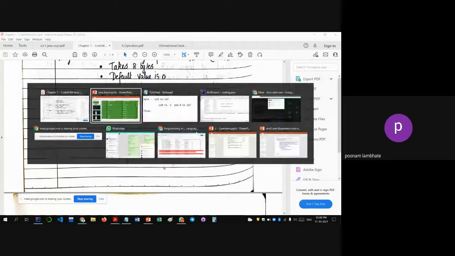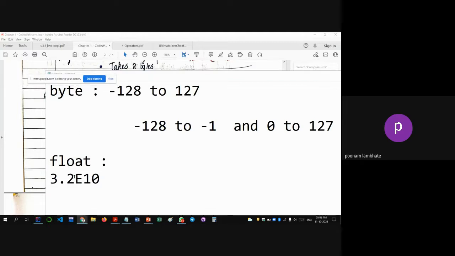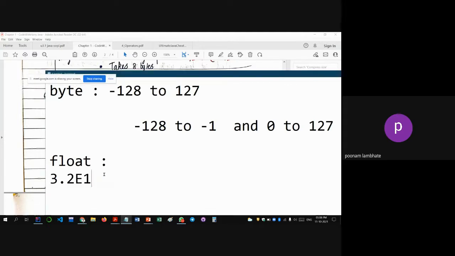For example, in some books, or maybe in Python also, you would have studied that float is represented like this. Suppose 3.2 into E10. You will see something like this for the size of float in some books. E10 means what? It is nothing but into 10 raised to 10.